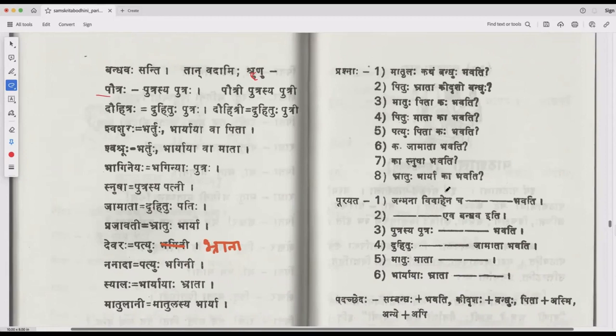Arun, your turn. Okay. Pautraha, putrasya putraha. Pautraha is, tell me the meaning. Son's son. Yes, perfect. Pautri, putrasya putri, a son's daughter. Yes. So putrasya, what is that word? Of son. Okay. Parse and tell me.